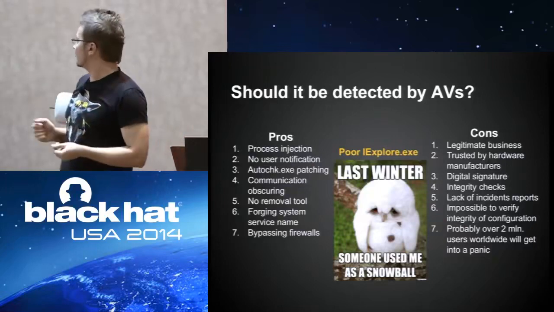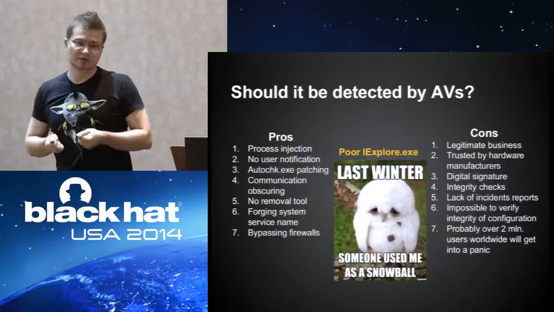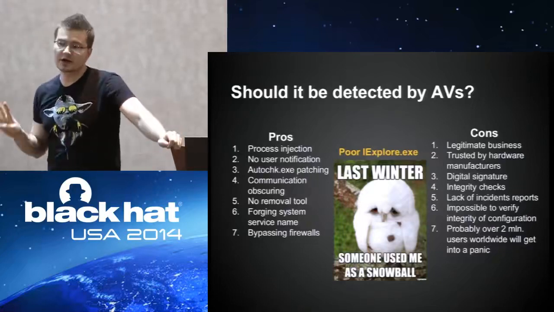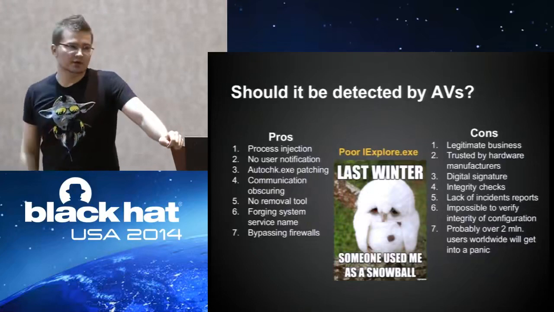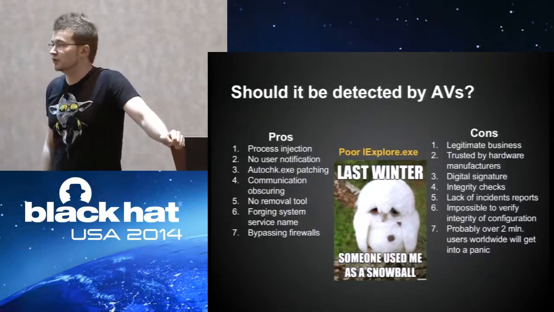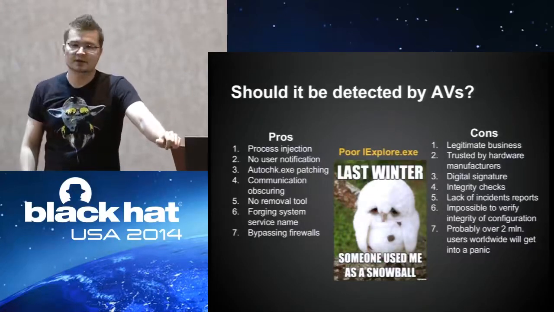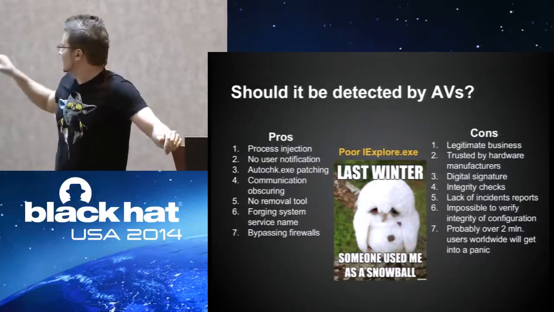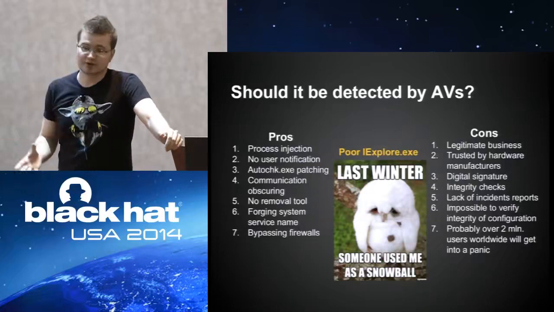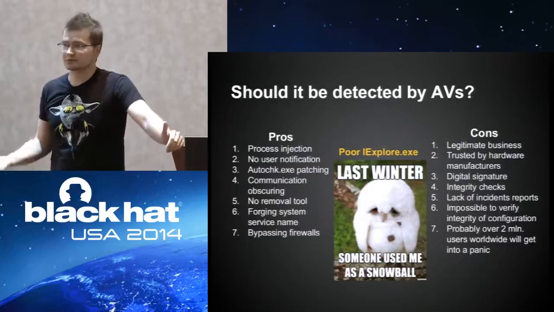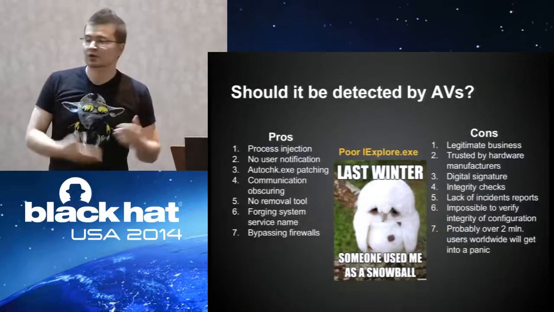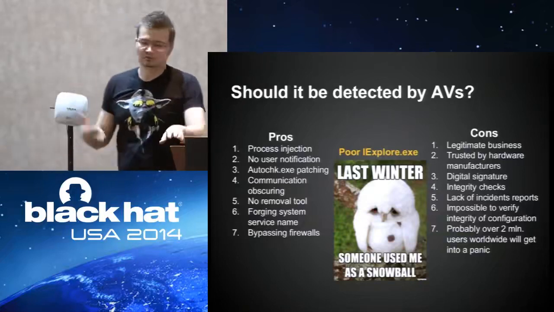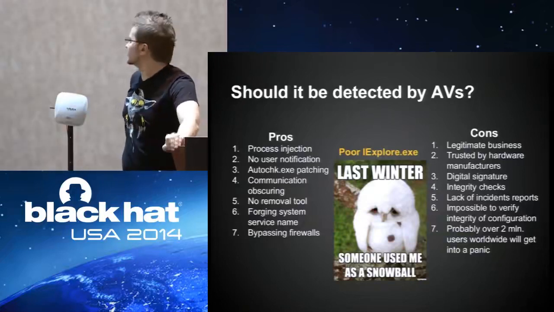And then it forges a system service name. It looks like Remote Procedure Call Net. And there are three other default system services, as you may know, on Windows, having exactly the same similar name, Remote Procedure Call something. Then it bypasses firewalls by injecting into Internet Explorer, which is also not fine. If you want to make it whitelisted, deal with firewall vendors and enable your communication.